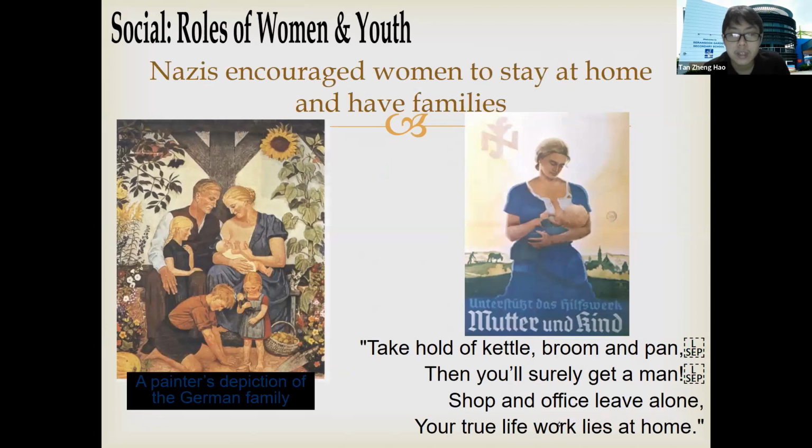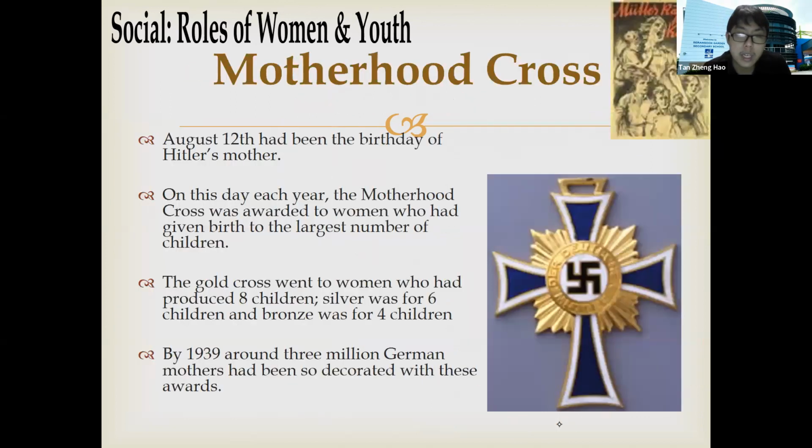Okay, so you can see the posters and this poem below that encourage women to live a certain kind of life based at home. Awards for mothers who live the ideal life of a mother.